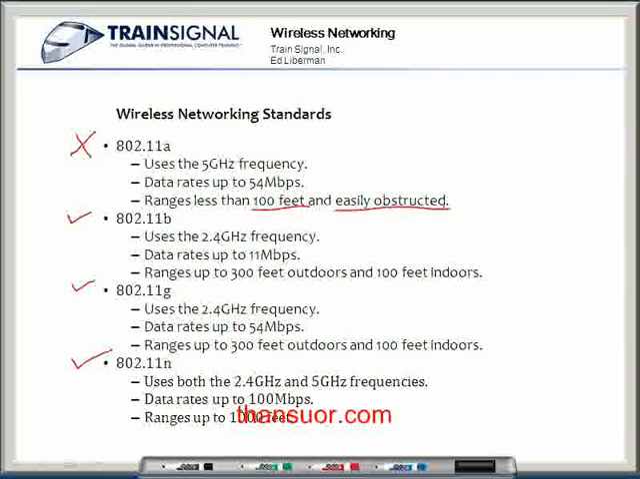The other nice thing about 802.11b, using the 2.4 gigahertz frequency, is it can range up to 300 feet. I have listed here outdoors versus only 100 feet indoors. And the reason I say outdoors versus indoors is, well, what's the difference? Yes, we have walls in between. If you're in your house or your office, there's generally going to be some kind of obstruction.